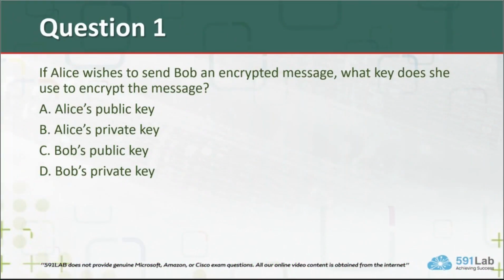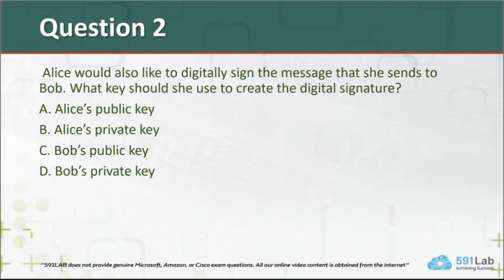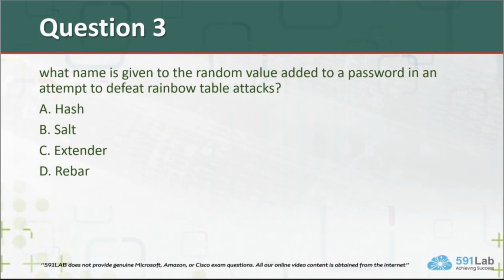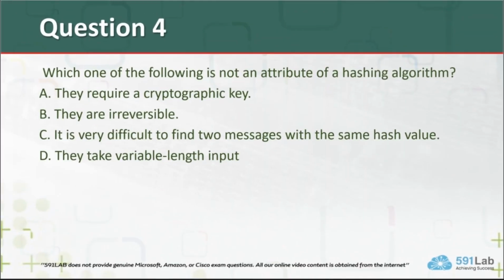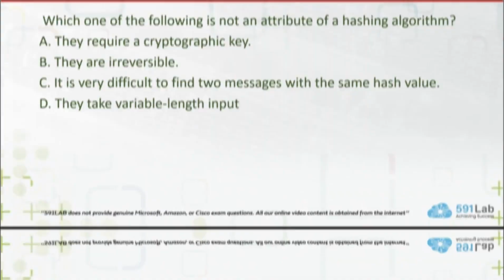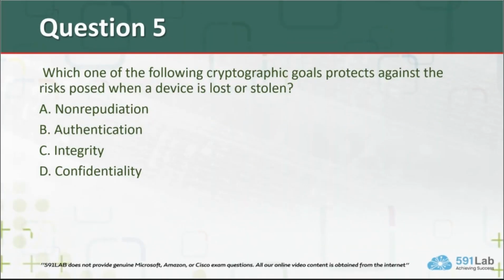So first question, if Alice wishes to send Bob an encrypted message, what key does she use to encrypt the message? So another scenario, Alice wants to digitally sign the message that she sends to Bob. What key should she use to create the digital signature? What name is given to the random value added to a password in attempt to defeat rainbow table attack? Next question, which one of the following is not an attribute of hashing algorithm? Which one of the following cryptographic goals protect against the risks posed when a device is lost or stolen?